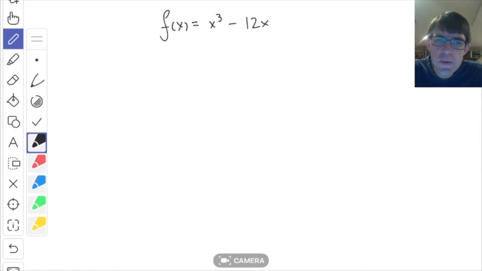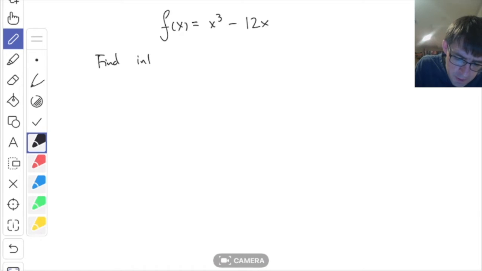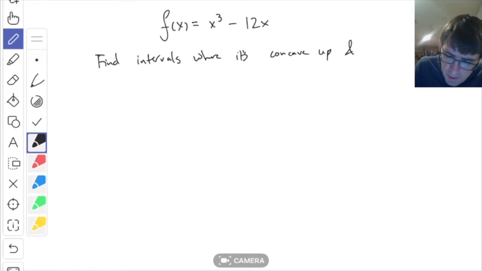The higher derivatives are used for concavity. So let's see if we can do this one. First, I'm going to do three separate questions concerning this one example. First question is, let's find intervals where it's concave up and concave down.